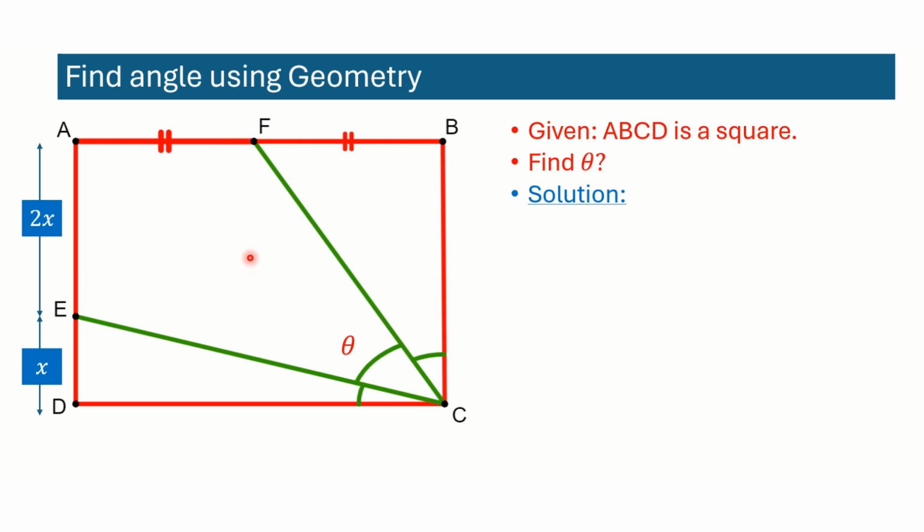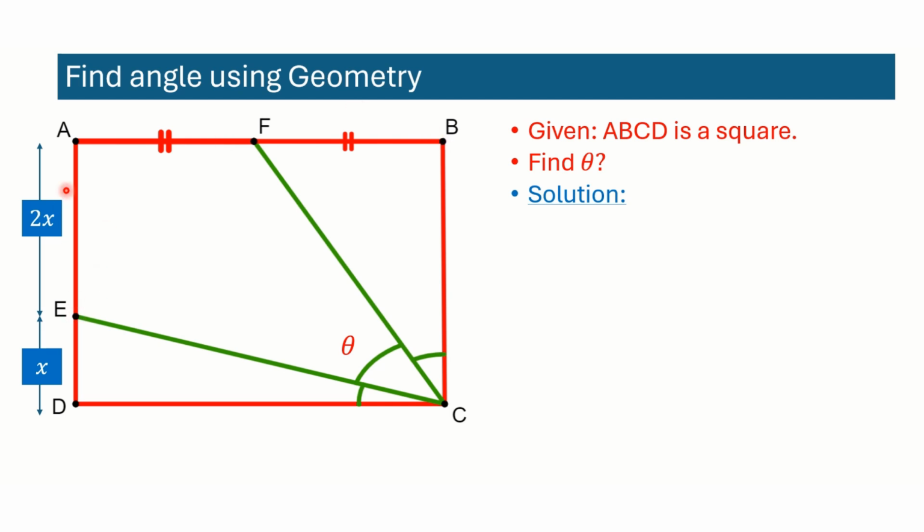In this problem, a square ABCD is given. On side AB there is a point F that divides side AB into two equal parts. That is, F is the midpoint. Distance AF is equal to distance BF.